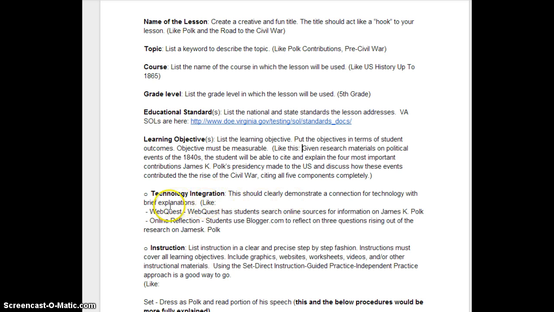Then the technology integration. I have two in here. There's the web quest and there's online reflection, both of them. They're right here. And so I just kind of bulleted them out. You just got to make sure it's clear and it's there. If you're using PowerPoint to present something, then you have that. If you're using a Prezi, if you're having students use search engines, whatever it might be. But the web quest is going to have some of that in there.